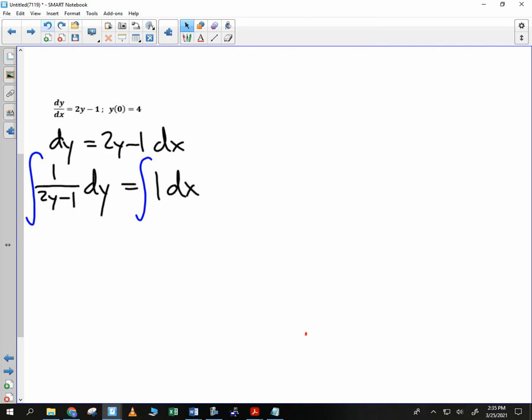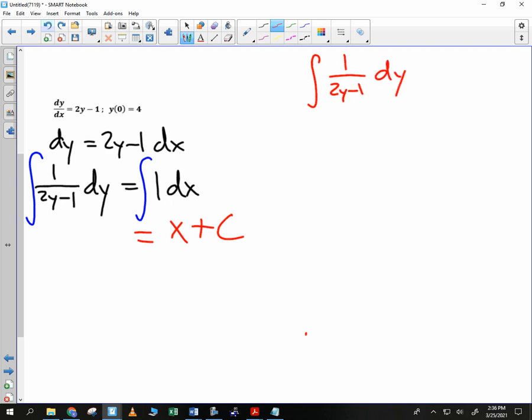Let's focus on the right hand first. Antiderivative of 1 will produce what? Plus my constant. And then when we look at the left-hand side, I am going to carry out substitution here just to make sure nobody gets lost. The integral of 1 over 2y minus 1 dy, we just got done doing this as a class not too long ago. And we said that in this case, u would be equal to 2y minus 1. So therefore, du was equal to 2 dy. We don't have a 2 dy. So we multiply by a half, and we get that 1 dy.